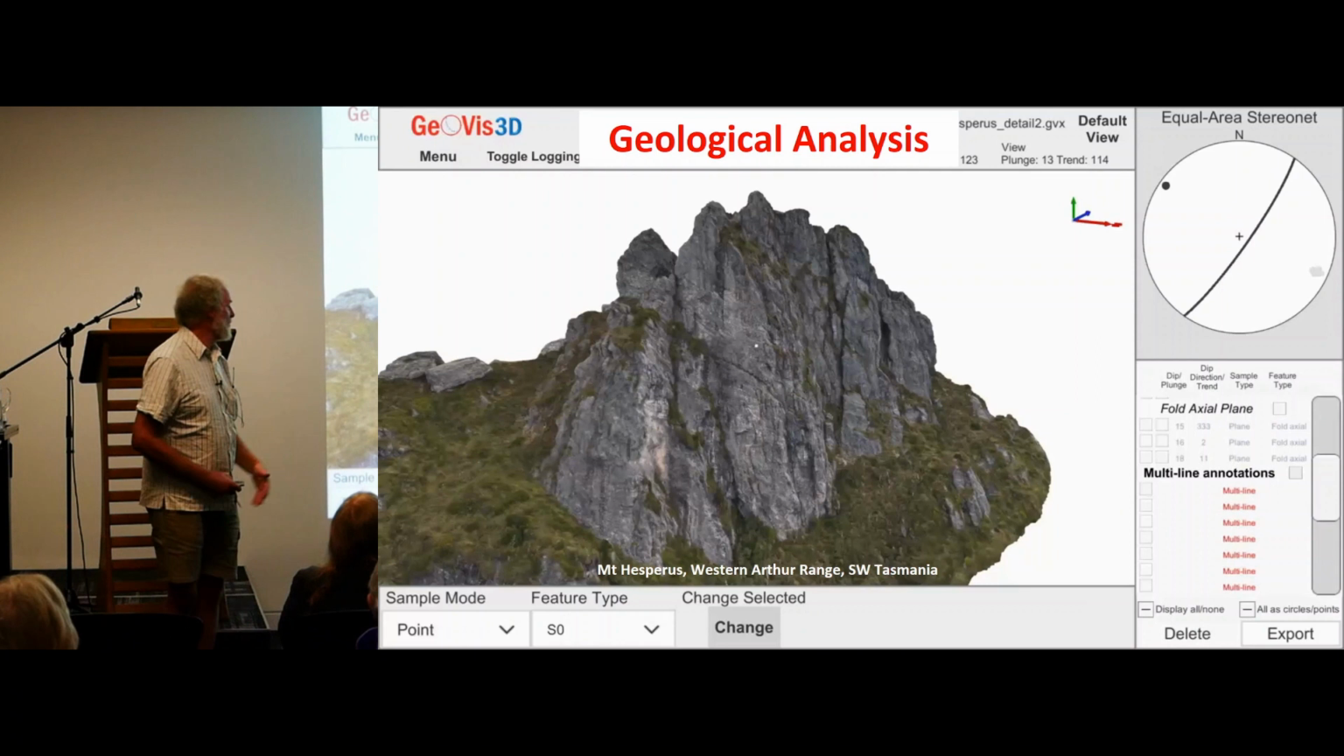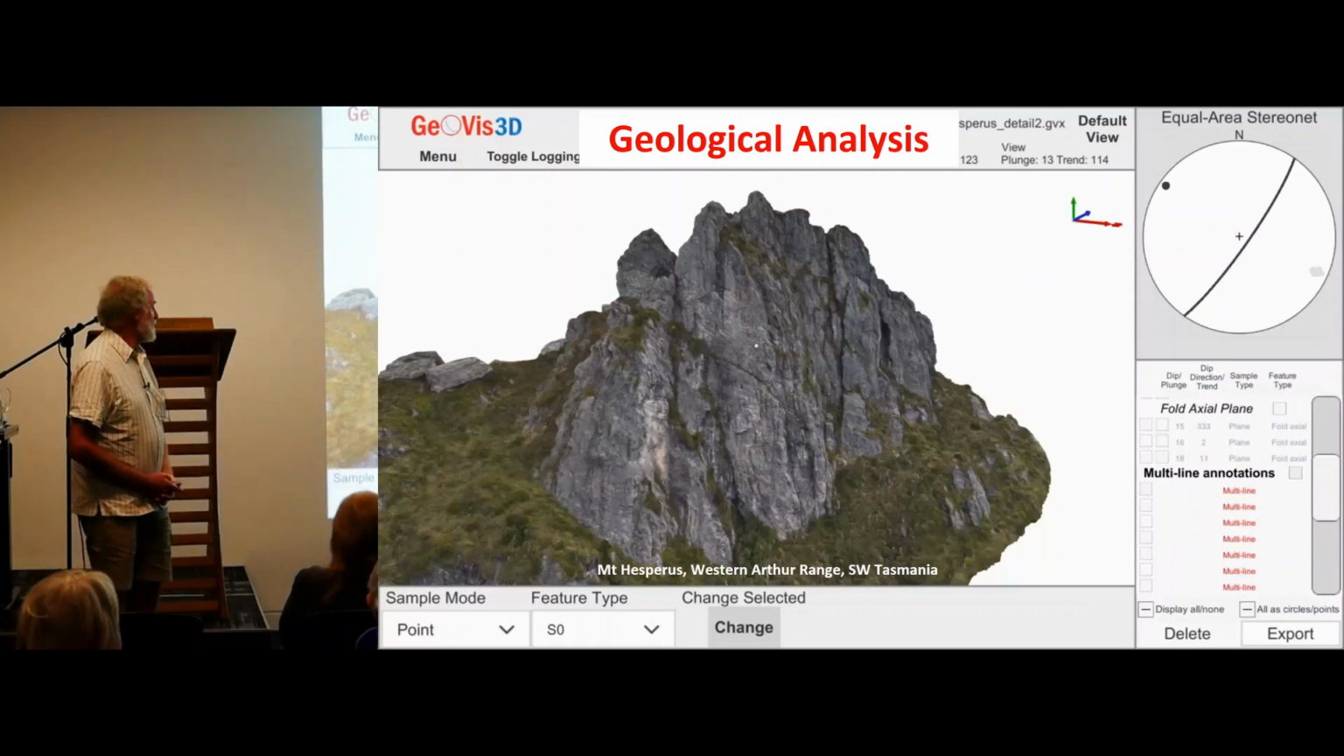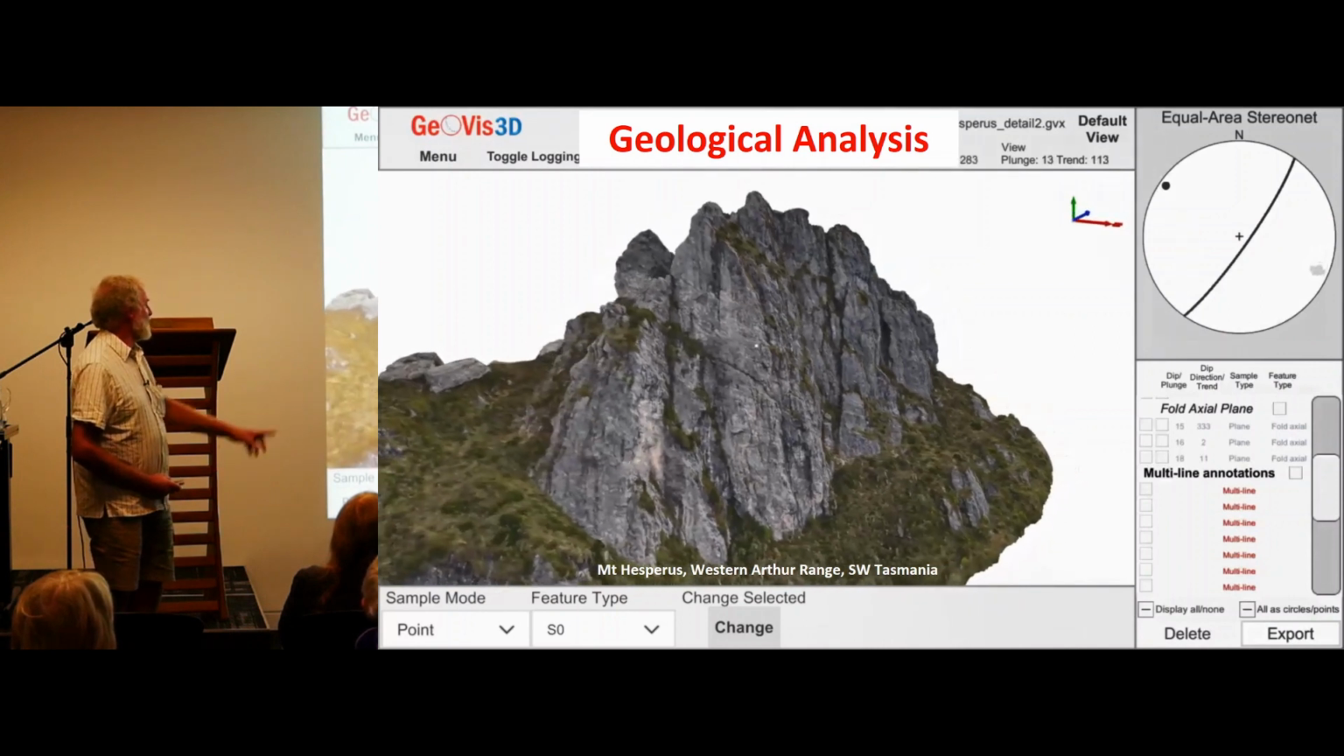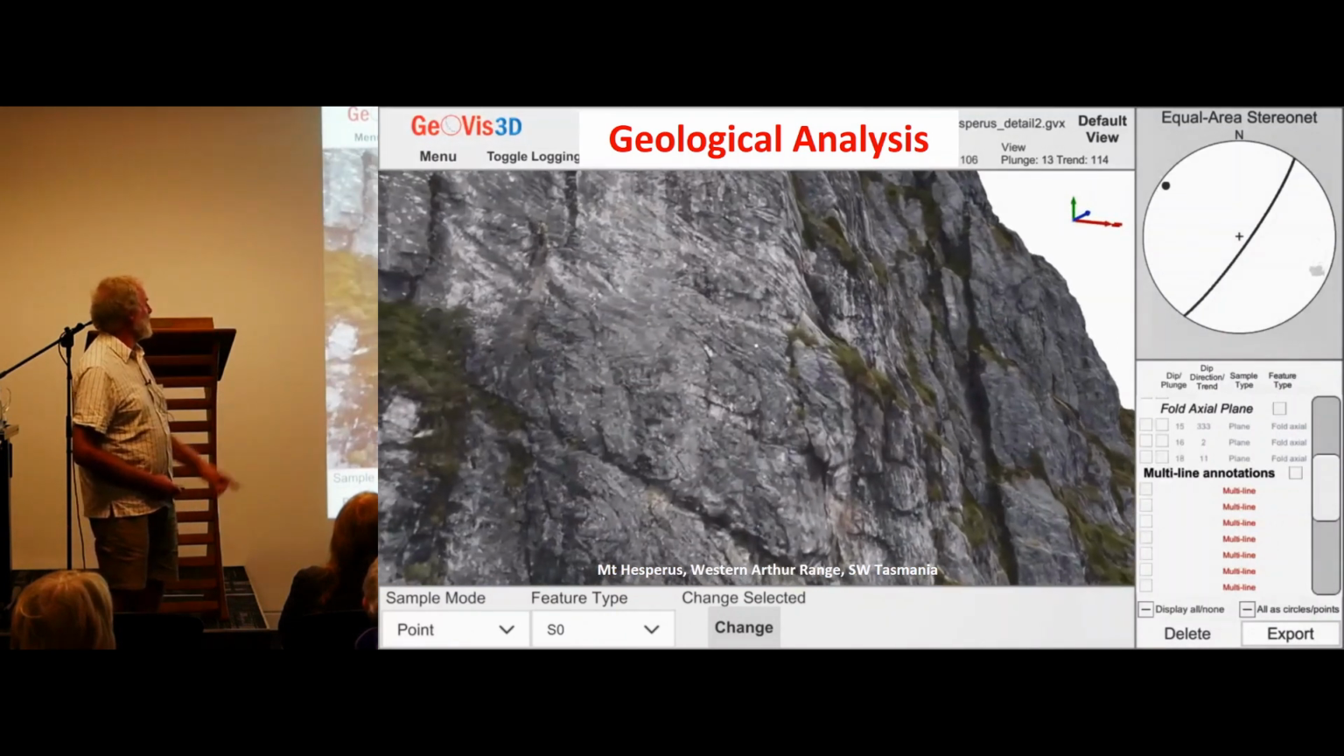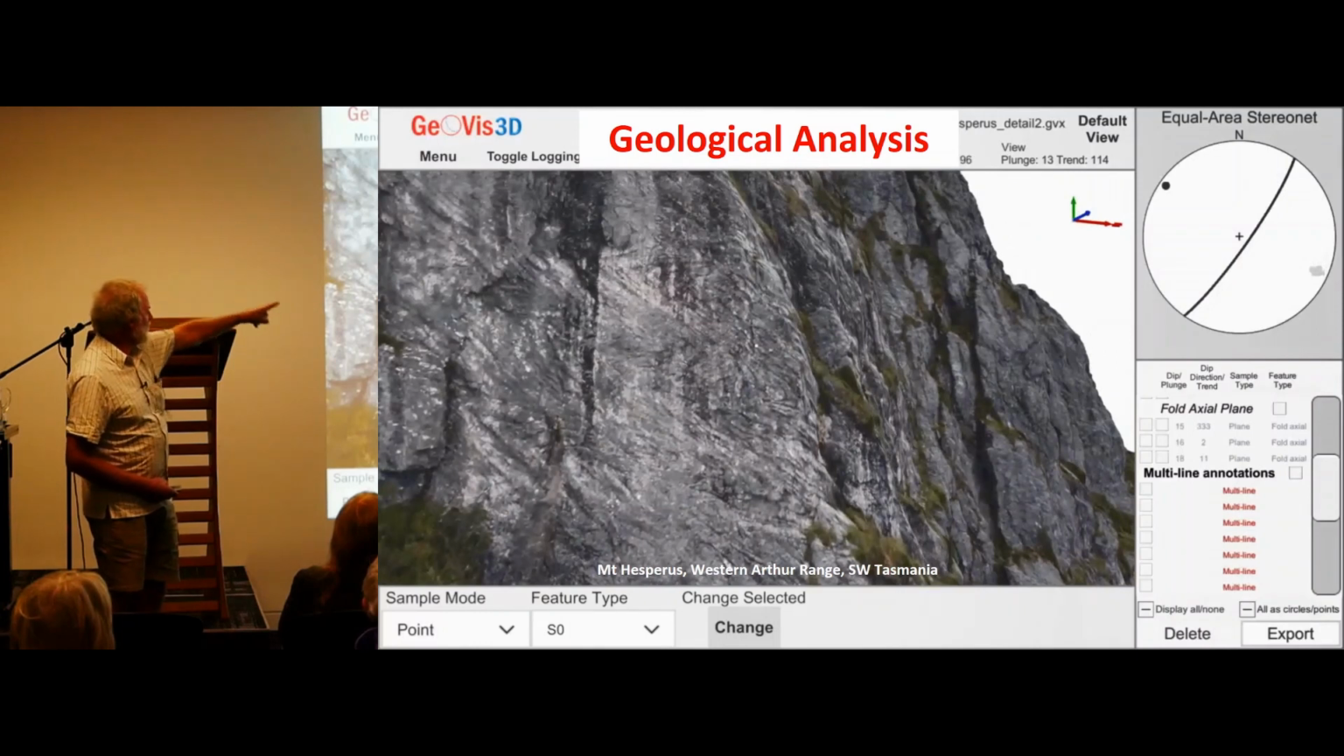Here's another example from the Western Arthurs this time. It's Mount Hesperus on the Western Arthurs. We'll let it zoom up a little bit here. So that's 180 metres or something of cliff. And on that cliff you might just be able to see there's some wiggly lines.